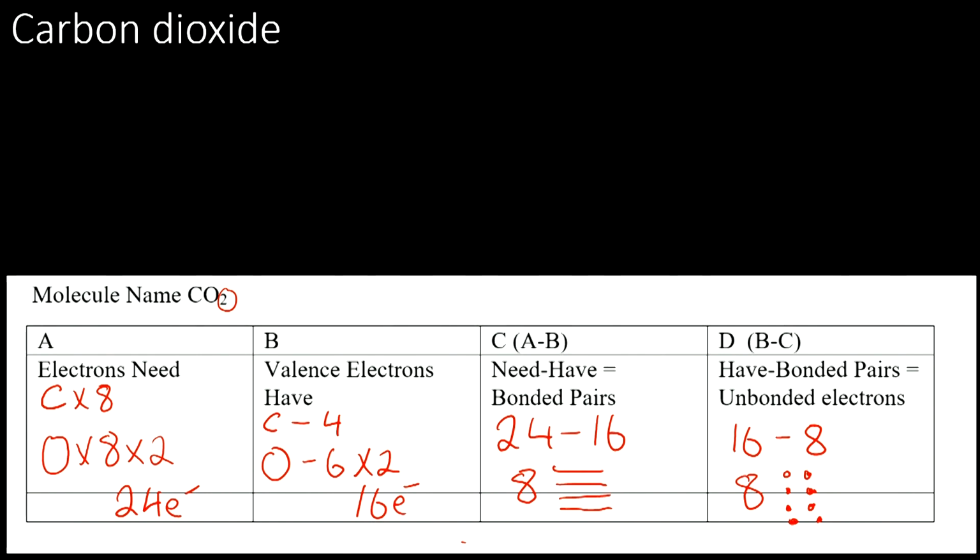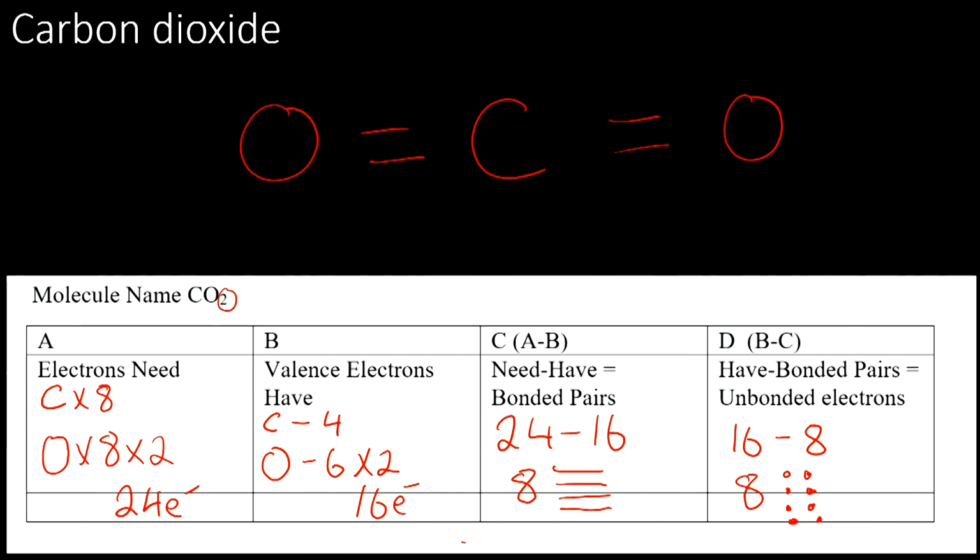Now, which of the two elements, carbon or oxygen, is going to go in the center? Carbon is going to go in the center because it is the least electronegative, meaning it's the furthest away from fluorine on the periodic table. So we have carbon, and then we have our oxygens on the outside. So looking at column C, we have 4 bonded pairs. So we'll start with one either side and then we'll go back.